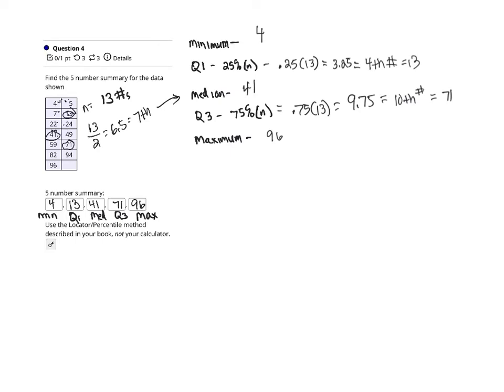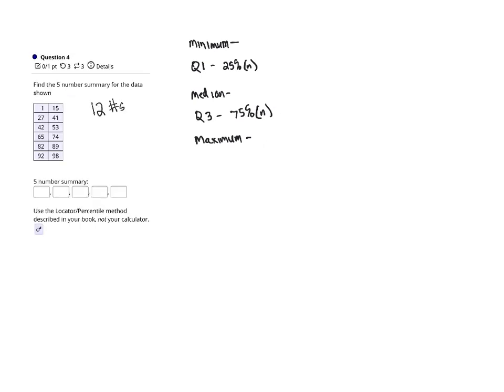That is when we have an odd set of numbers. Now the next problem, we have 12. We have an even amount of numbers. So for the minimum, make sure that these are in order. And these are. I haven't seen one yet that isn't. So our minimum is 1, and our maximum is 98. So the first spot is 1, the last spot is 98.